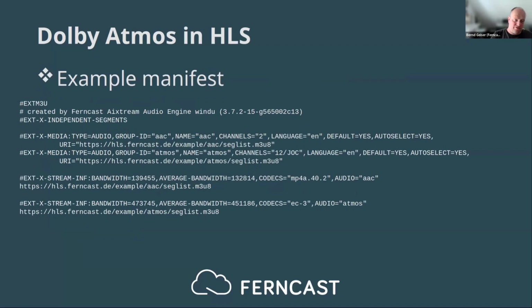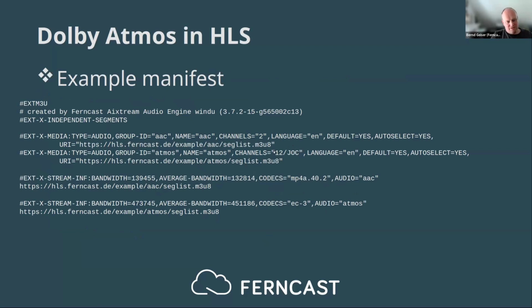Here's also an example of how we can use it in HLS. That's a manifest that drops out of our encoder. Here you see two variants. That is an audio object type 2. So there's an AAC fallback here. And here's the Dolby Digital Plus Atmos variant on the bottom, denoted here with channel count.